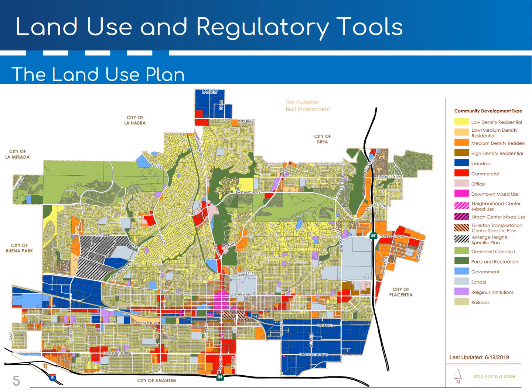As the general plan is a long-range plan, the land use plan maps out the desired future distribution of uses, regardless of what is on the ground today. It serves as a starting point for all land use decisions to determine consistency with the general plan. As you can see on the screen, Fullerton has a mix of planned uses identified as community development types, including housing, business, industry, open space, and educational uses.